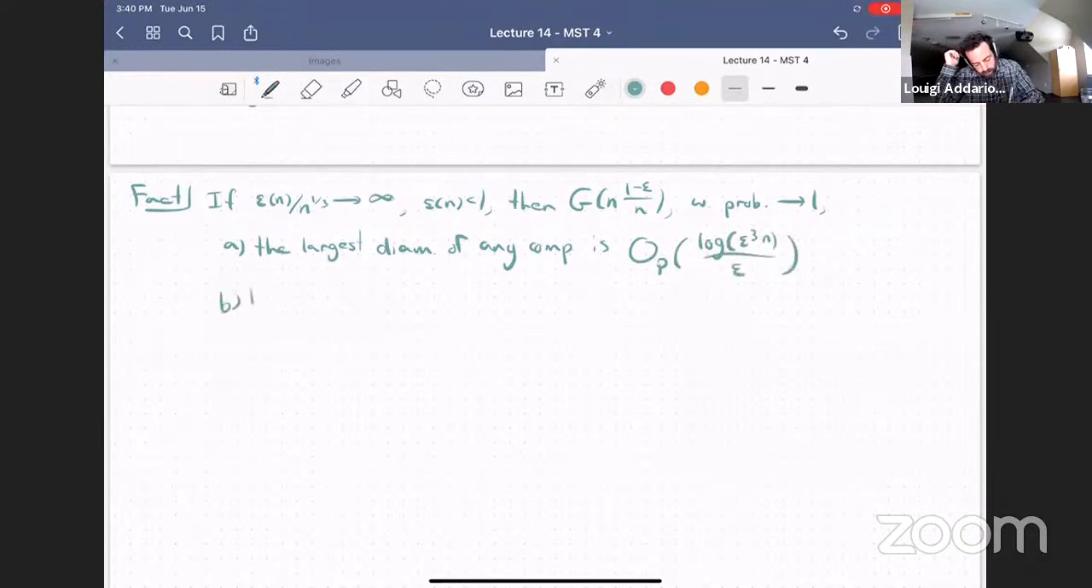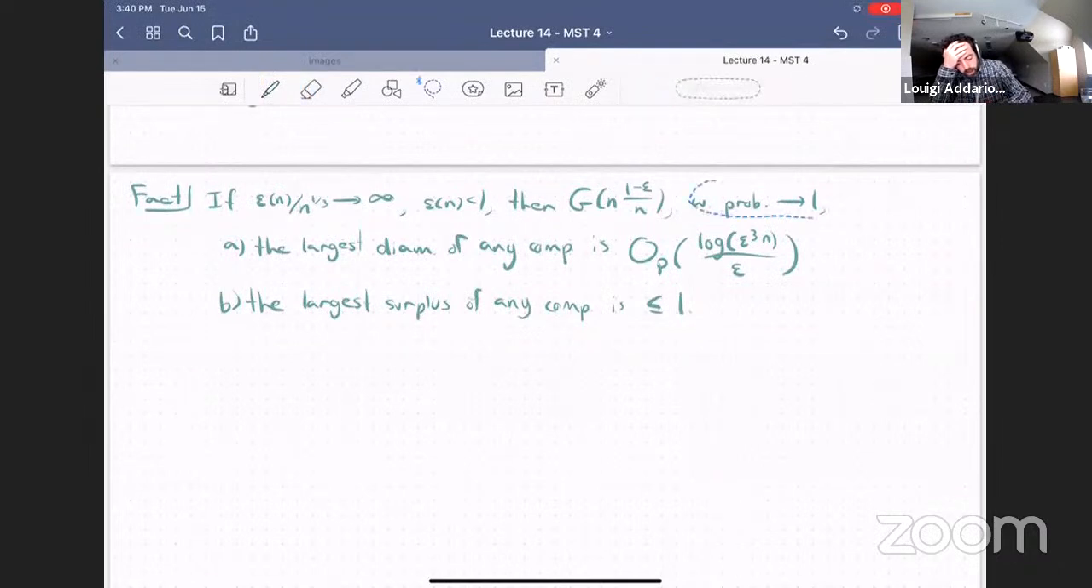And the second fact is that the largest surplus of any component is not order 1, it is at most 1 with high probability. Okay. So I guess I can move this line here.